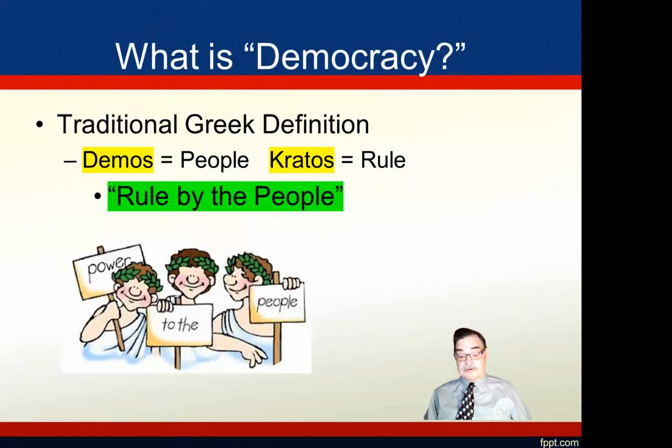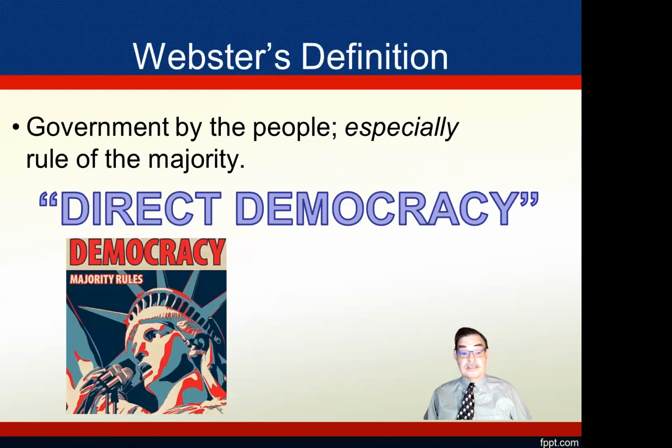So what is a democracy? A democracy in the traditional Greek definition, which is where it derives, comes from two words, demos meaning people, kratos meaning rule. So essentially what we have is rule by the people. And Webster's dictionary defines a democracy as government by the people, especially the rule of the majority.